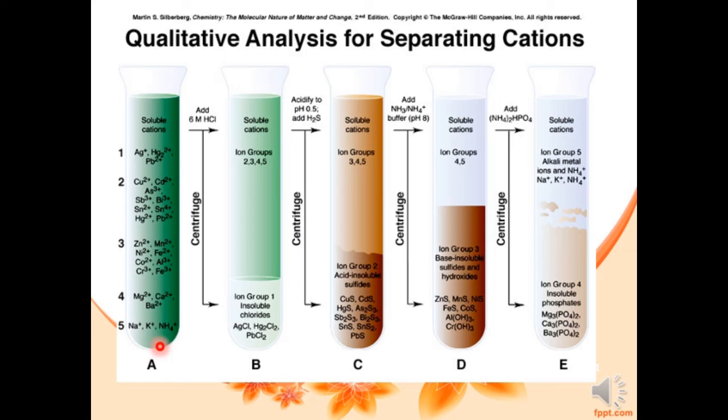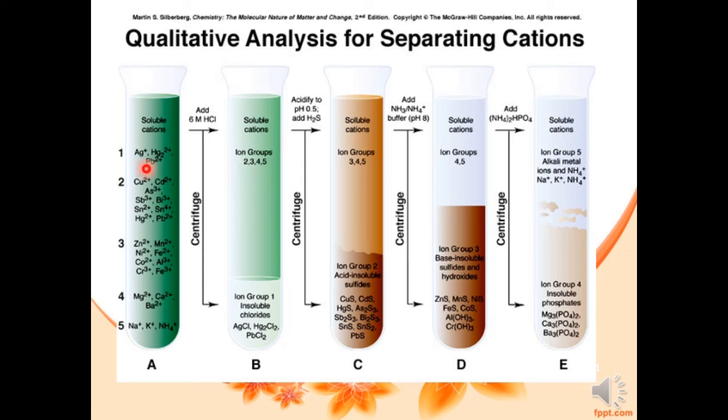Now, how to collect group 1? Okay, so we add 6 molar of hydrochloric acid. After addition of hydrochloric acid, group 1 will precipitate. It will form solid, and the rest will still remain as aqueous form. And to separate, we centrifuge, then we can collect group 1. Now, how to collect group 2?